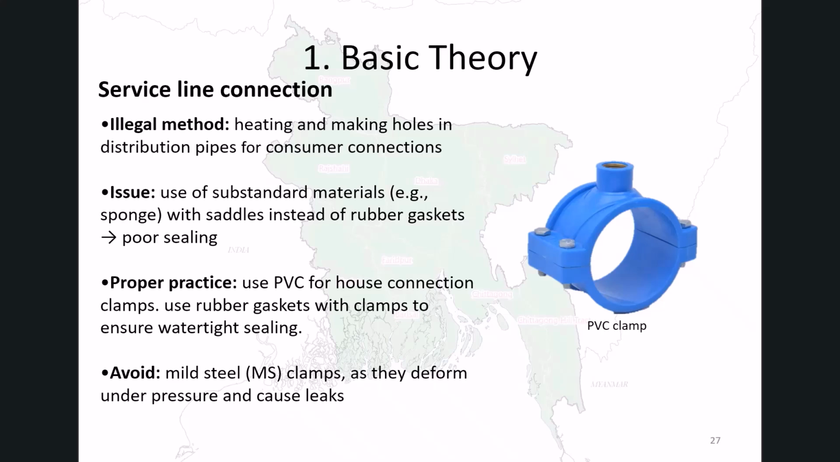Only appropriate PVC clamps with rubber gaskets should be used. Mild steel clamps must be avoided because they can deform under pressure and lead to frequent leakage. Proper installation of service lines is essential to ensure a safe and reliable household water supply.